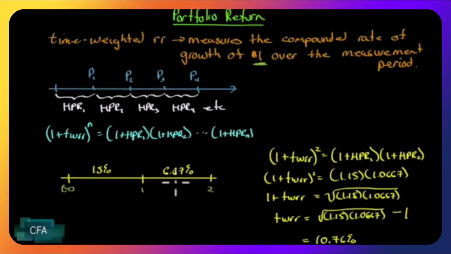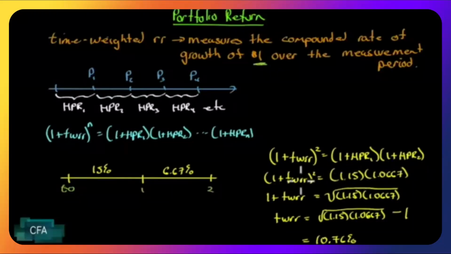Since it's for a 2-year period, we're looking for 1 plus the time-weighted rate of return, but it's squared because it's 2 years, right? Our n is for however many years. In this example, if these were quarters, our n would have just translated into 1, but we have 2. So that will equal all of the holding period returns strung together: 1 plus holding period return 1 times 1 plus holding period return 2. If we had multiple observations of holding period returns in here, we would string them all together.